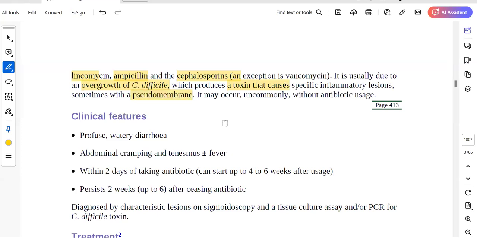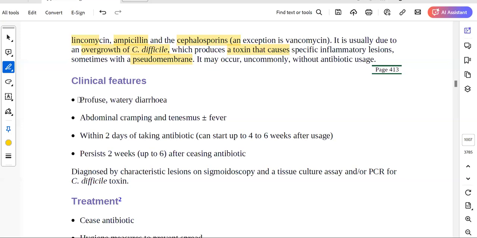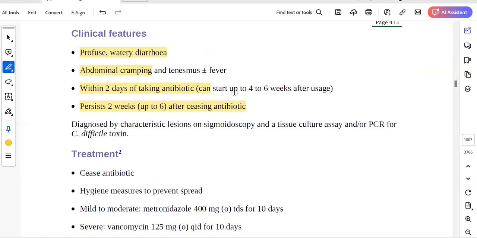Because of that membrane on top of the intestine lining, the patient develops very severe diarrhea. So profuse watery diarrhea with abdominal cramping, which usually starts within 2 days of taking the antibiotic, and can persist 2 weeks after ceasing the antibiotic. Always remember that sometimes this Clostridium difficile, that means the pseudomembranous colitis, can even start 4 to 6 weeks after having an antibiotic. So even after a month of taking an antibiotic, a patient can come to you with this kind of pseudomembranous colitis causing profuse watery diarrhea.